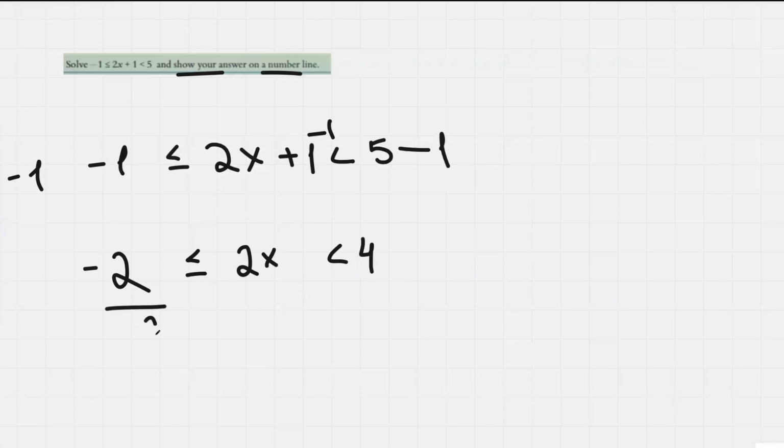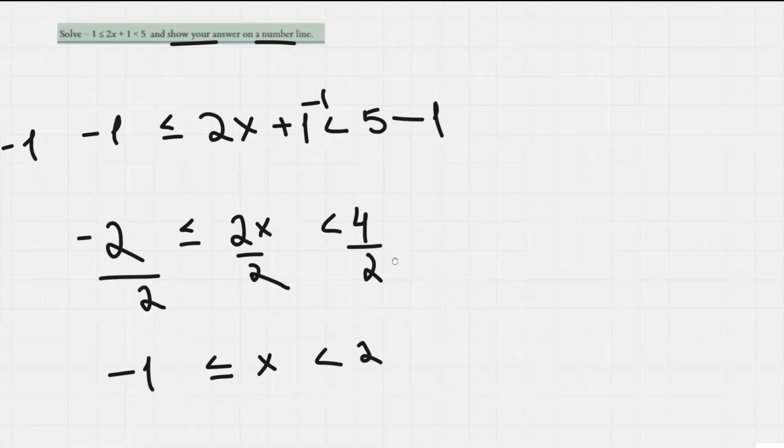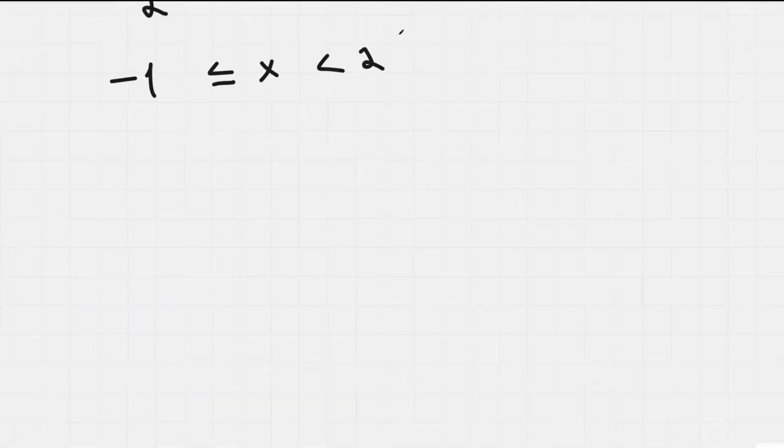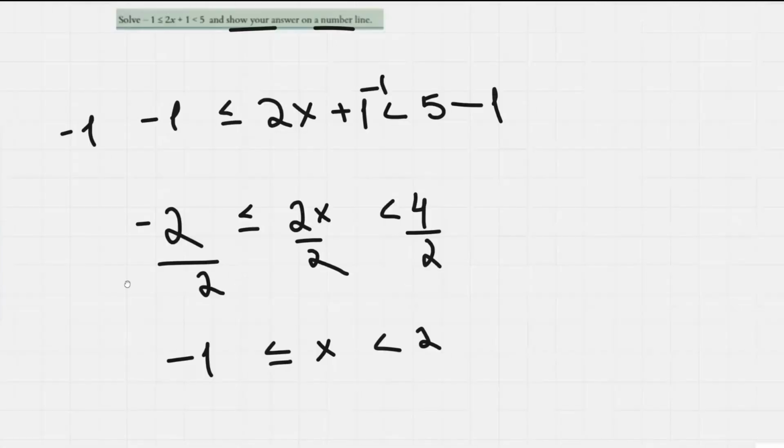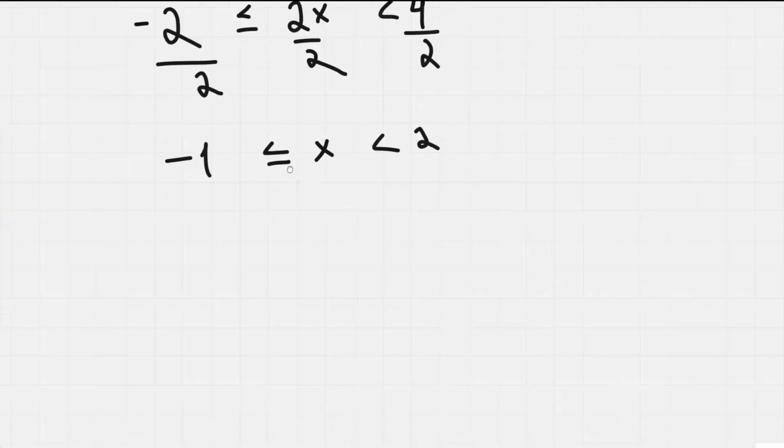Now we have to divide by 2 on all sides. So this divided by 2, this divided by 2, and this divided by 2. So negative 2 over 2 is equal to negative 1, which is less than or equal to x itself, since 2x divided by 2 is x. And it is less than 2, since 4 over 2 is 2. Now we already showed the answer, which means we did the first part, solving it. Now we have to show it on a number line.